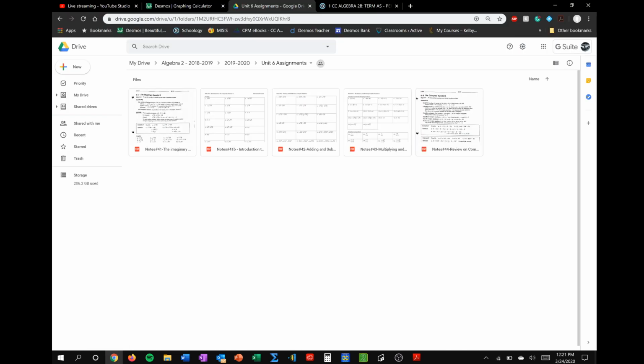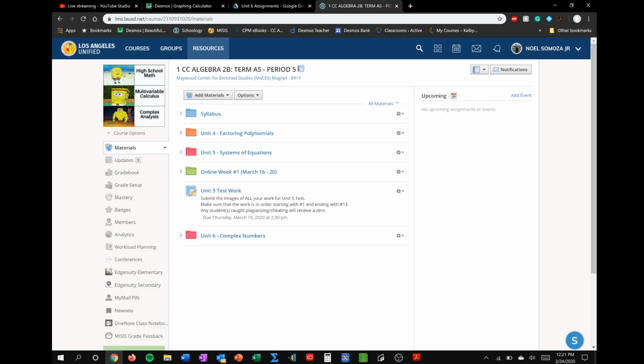Under Schoology, I already created a Unit 6 folder for you guys. You can see here under complex numbers, that's where most of the information is going to be. I broke it up into the homeworks, notes, and videos, little subfolders.